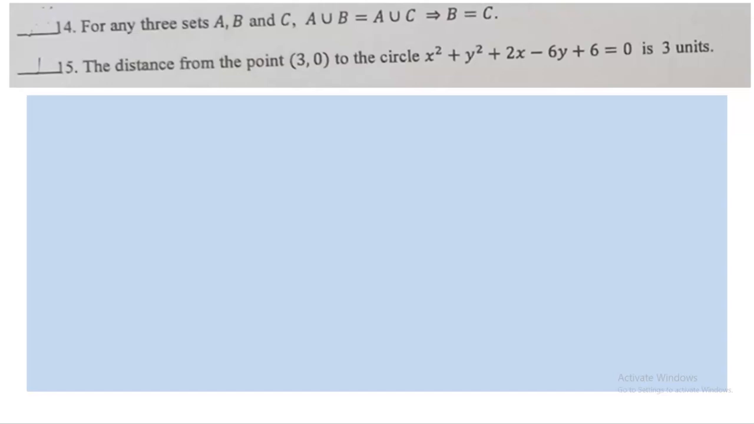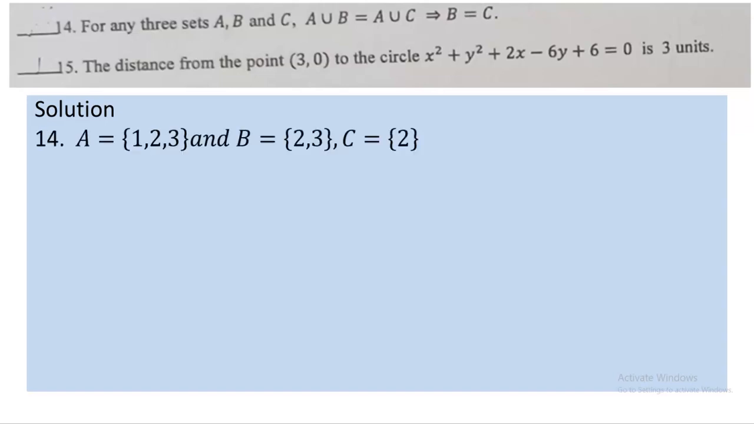So here it has been written that for any three sets A, B, and C, if A union B is the same as A union C, then B is the same as C. Basically, this is a false saying because there is a situation where B and C may be different, but the union can be the same. Let me show you this by using the following example.